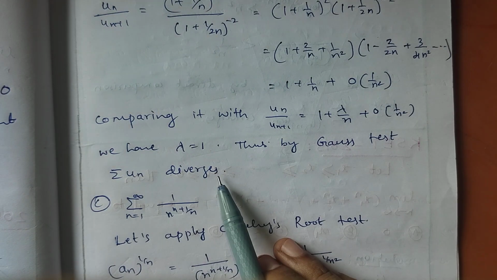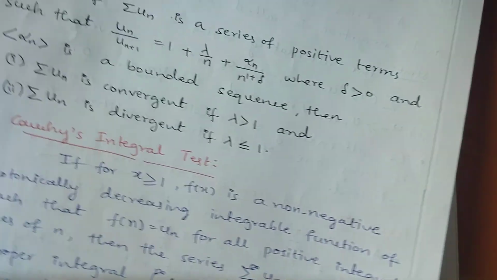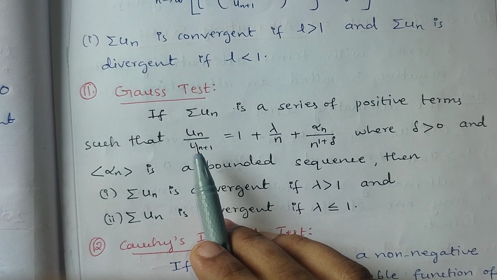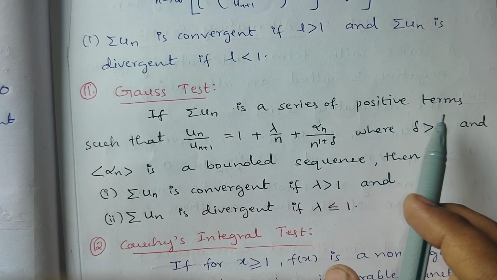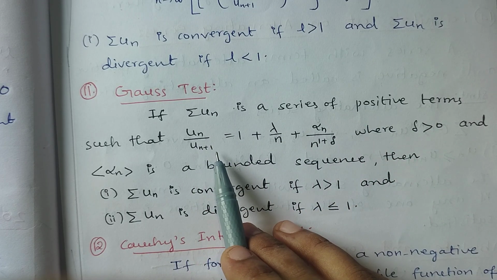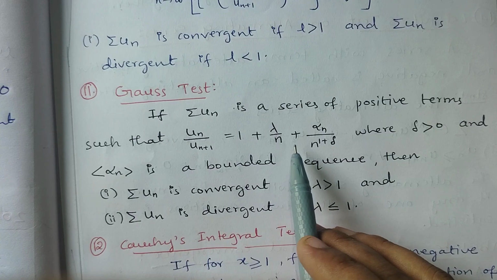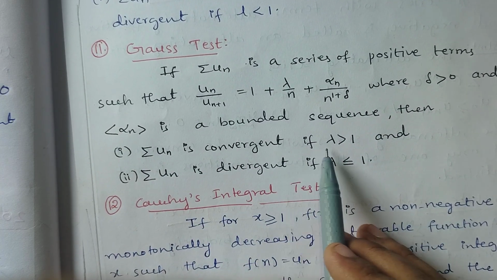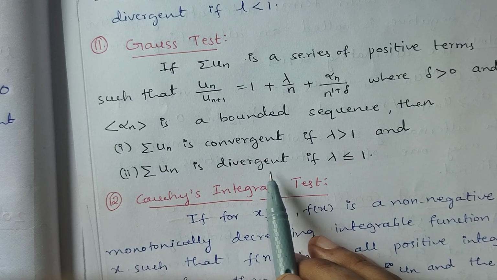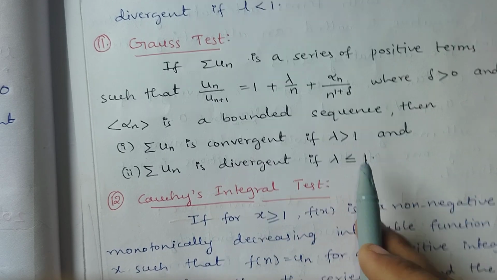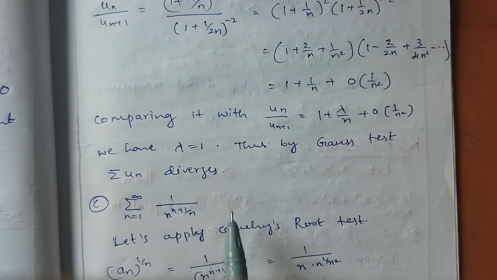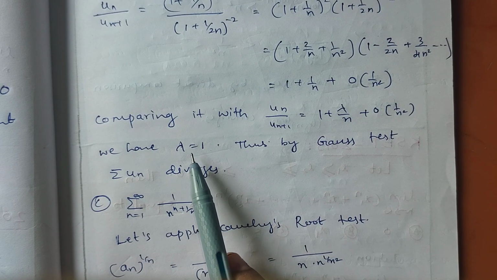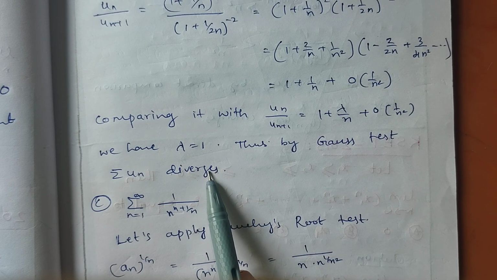So Gauss test is... Where is Gauss test? Here it is. If series un is a series of positive terms such that un by un plus 1 is equal to 1 plus lambda by n and some terms, then series un is convergent if lambda greater than 1 and un is divergent if lambda less than or equal to 1. So here lambda equal to 1, so series un diverges.